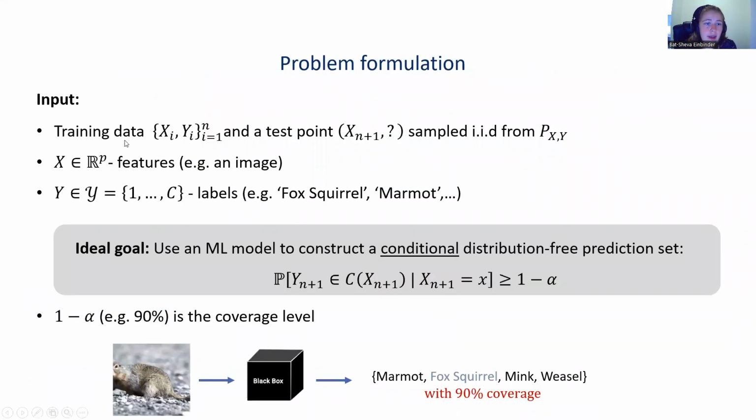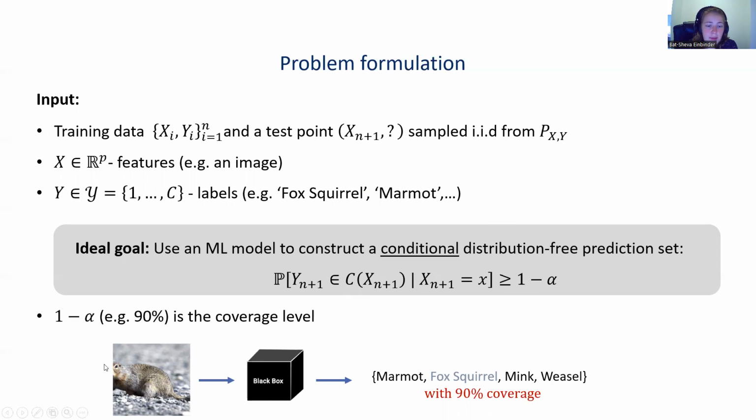So our input is training data and a test point that are sampled IID from some distribution. X is our feature vector, Y are our labels. Our ideal goal would be to use a machine learning model to construct a conditional distribution-free prediction set. This means that the probability of the true label to be included in a prediction set, conditioned on X_{n+1} being equal to little x, is greater than or equal to 1 minus alpha, which is our coverage level, for example, 90%.